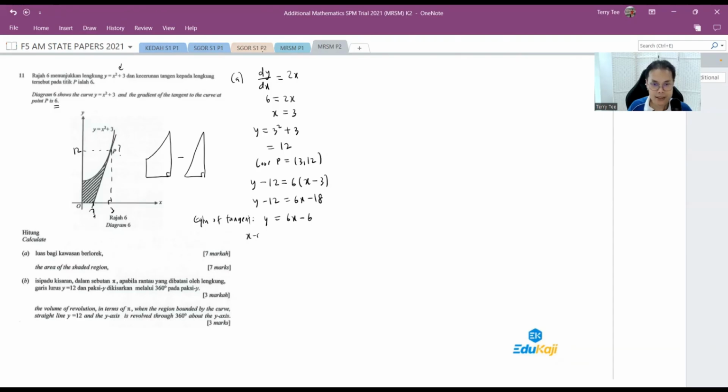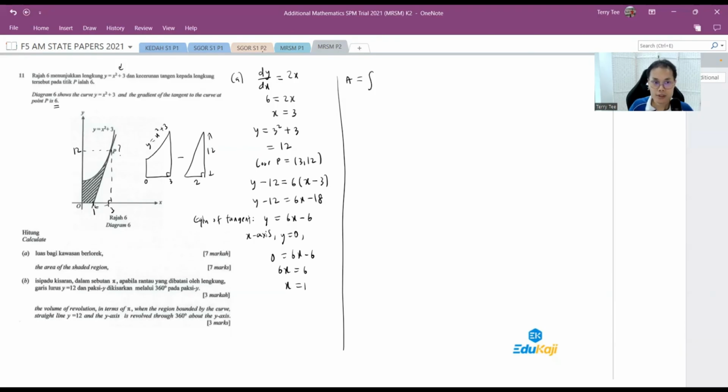Now, at the x-axis, your y value is 0. By letting your y value be 0, we can solve for x. 6x is 6, x is 1. So this point here is 1. The x coordinate is 1, the y coordinate is 0 actually. Now, once I know this, I can now find the area by first integrating this curve, y equals x squared plus 3, lower limit 0, upper limit 3, minus the area of this triangle. Now this triangle, we can see the length from here to here is 2. 1 to 3 is 2. The height is 12.